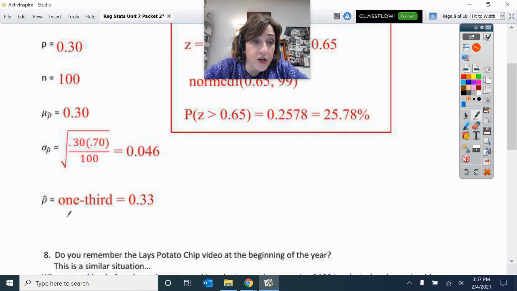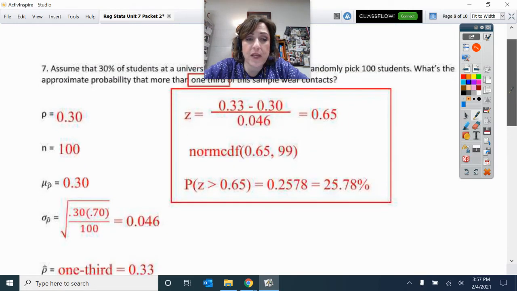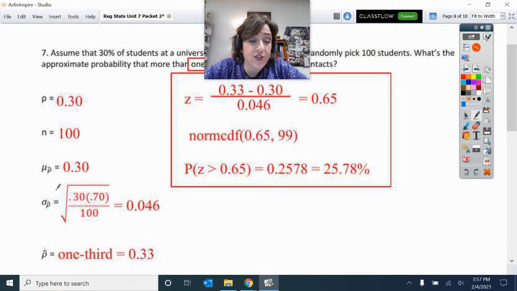So this 1/3 is 1 over 3, which is 0.33. So that's what we're checking to compare to the previous amount and claim. So then FYI, here was your standard deviation. Remember, we're always putting that 0.3 in there, p, not p-hat. So how far away was 0.33 from the claim? Well, it was only 0.65.